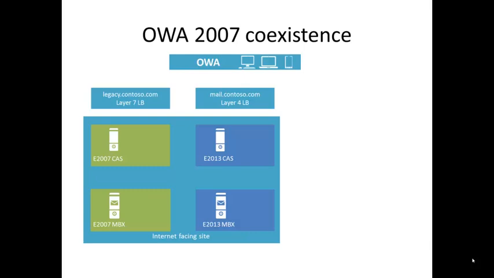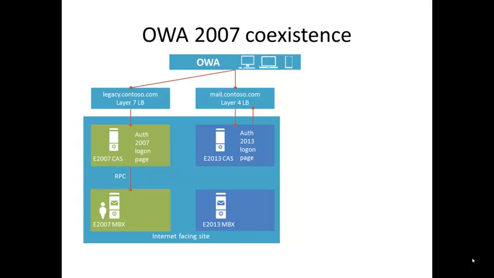When we look at OWA 2007 in a coexistence scenario, the client will access the layer 4 load balancer, mail.contoso.com, and will be sent to the CAS 2013. The user will be presented the authentication page from Exchange 2013, and the client will be redirected to legacy.contoso.com. It will access the layer 7 load balancer and be forwarded to the Exchange 2007 Client Access server. Again, you will be presented the log-on page, in this case for Exchange 2007 OWA.